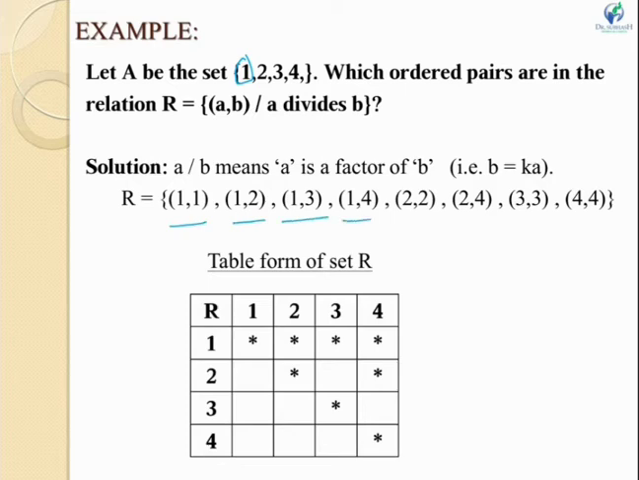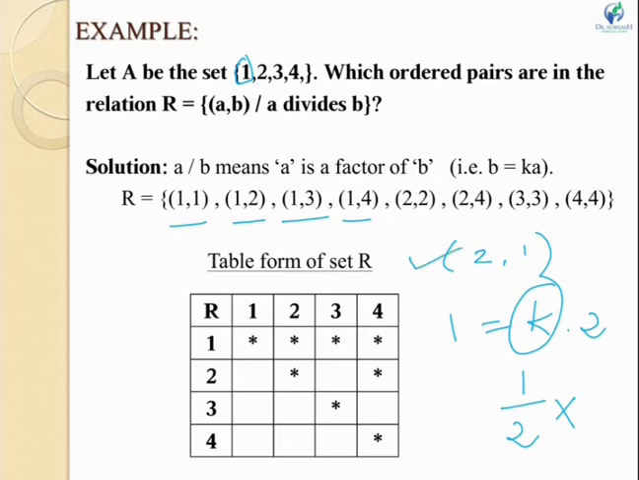Similarly, I cannot take the ordered pair (2,1). Why? Because 1 cannot be written as an integer times 2. If I want to write it with some constant, then I have to take 1 by 2, and this is not possible because k must be an integer. So I cannot take the ordered pair (2,1).